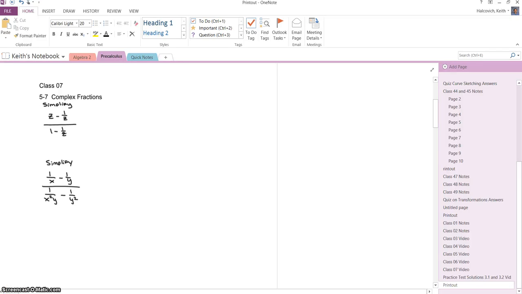Welcome to tonight's video on simplifying complex fractions. Remember, a complex fraction is basically a fraction over a fraction, where you're dividing one fraction by another.